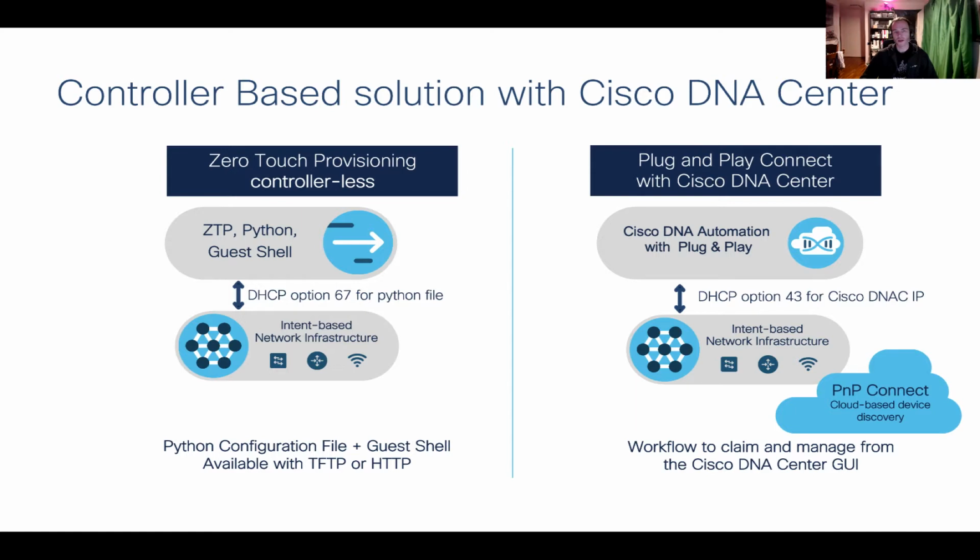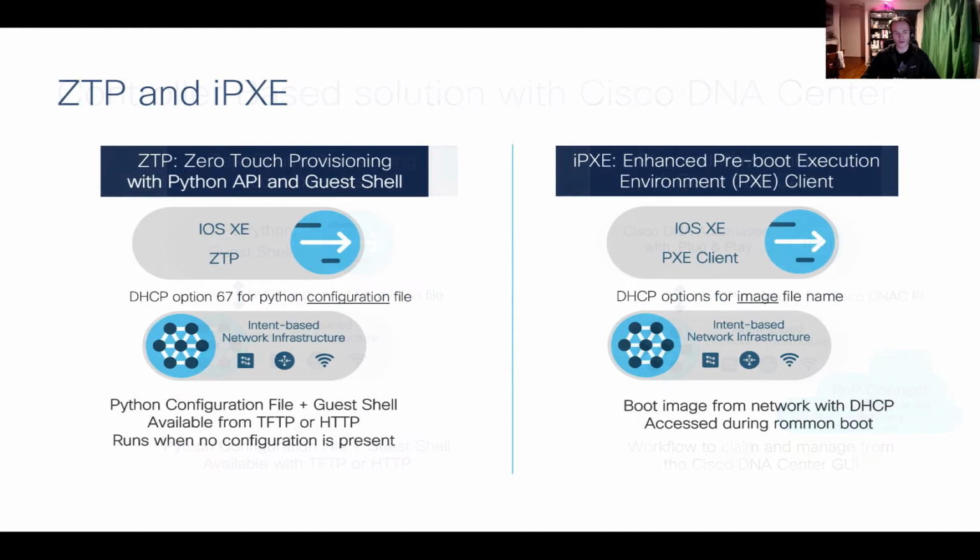So the Cisco DNA Center solution is the controller-based solution where we can use a workflow to claim our device and manage the configuration and the code version on there. That's tightly coupled with the Cisco DNA Center solution, whereas the ZTP solution is controllerless. Using ZTP as well as iPXE, it's up to us as network operators to run the network infrastructure, typically DHCP, as well as manage the Python file and the code files to get our devices to where they need to be.